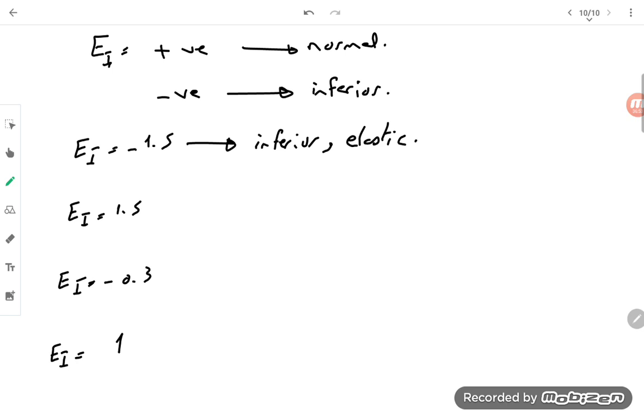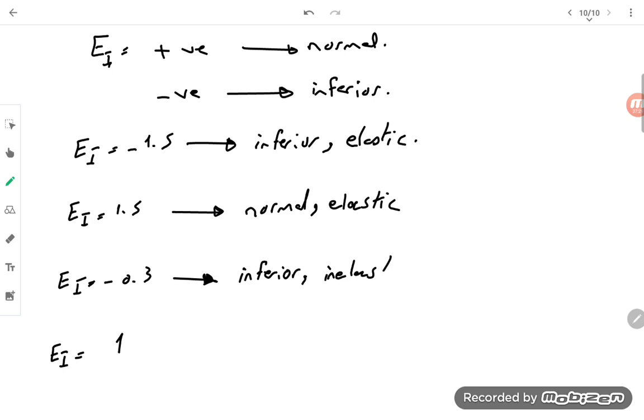If we calculate income elasticity of demand and it is positive 1.5, this means that the commodity is normal and the demand is elastic. If we calculate income elasticity of demand and it is negative 0.3, the negative sign means that the commodity is inferior and the absolute value is less than 1, which means that the demand is inelastic. If we calculate elasticity and it's 1, this means that the commodity is normal as it is positive, and the elasticity is unit elastic.